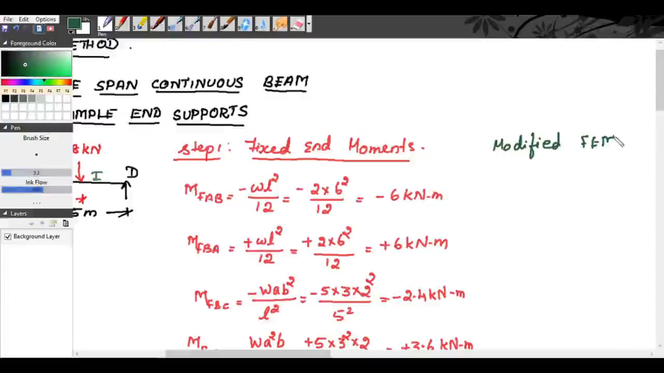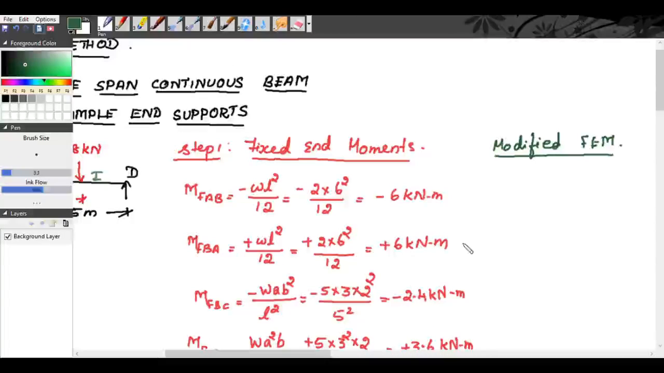So how will we modify the fixed end moments? We will release this to the neighboring support. M of AB at A is minus 6 kilonewton meter. So now we have to balance and release this minus 6, and half of this minus 6 will be transferred to the nearer support, the neighboring support.